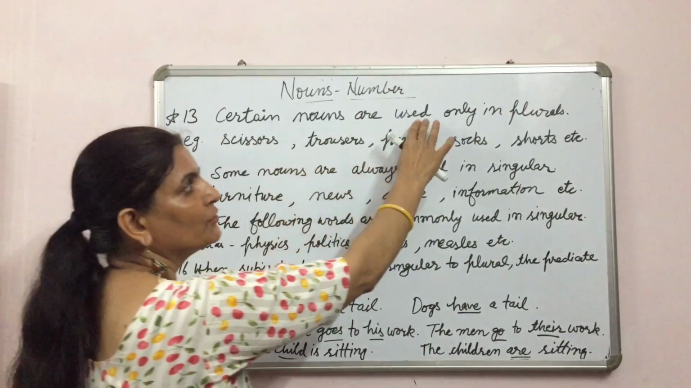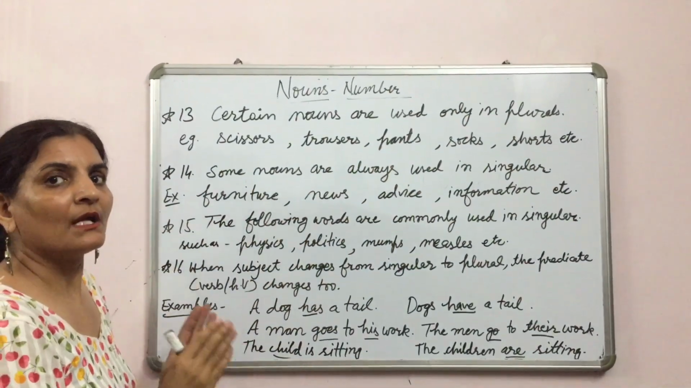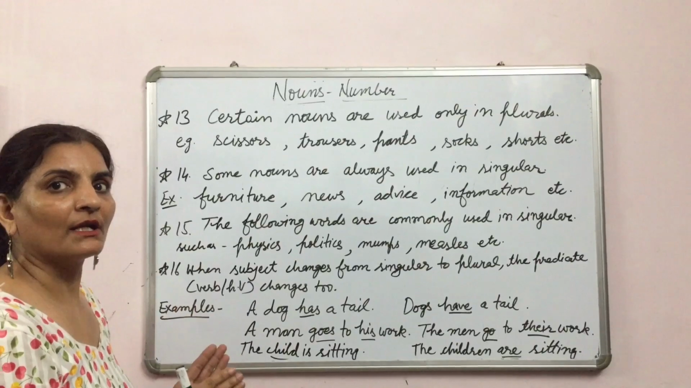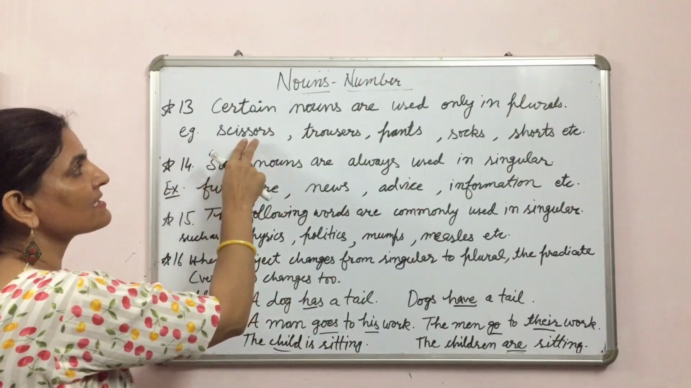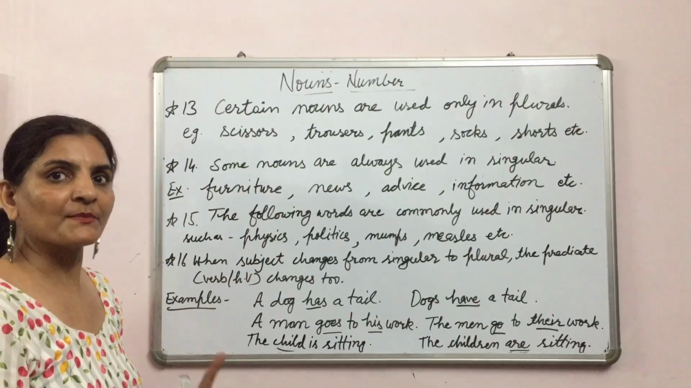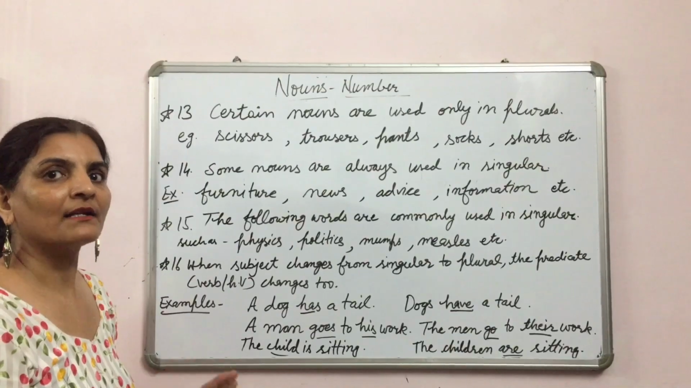Some nouns are used only in plurals. Means we can't use those nouns in singular. They are only used in plurals. For example, scissors. It is not scissor. Some students say, please pass me scissor. No, this is not correct.